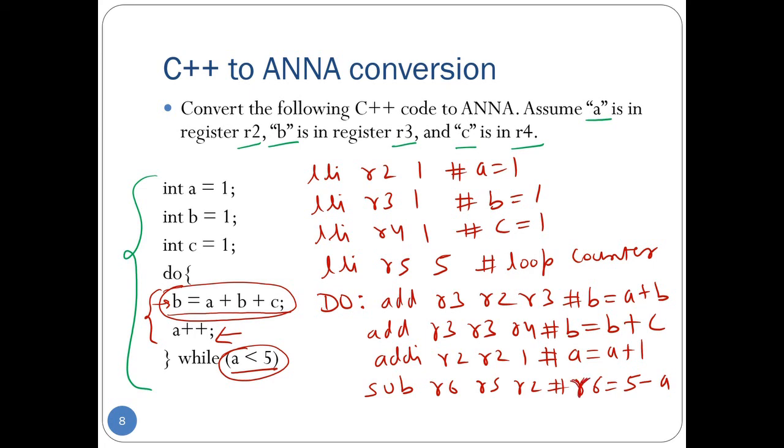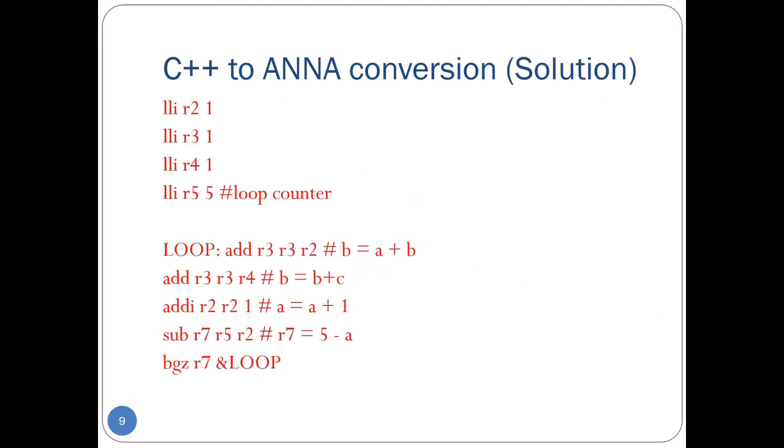So we can simply say BGZ R6. If R6 is greater than 0, then we can jump back to this do loop. So we'll say ampersand do. So this ANA code is the equivalent translation of the provided C++ code. The ANA translation of the previous C++ code is also provided over here.